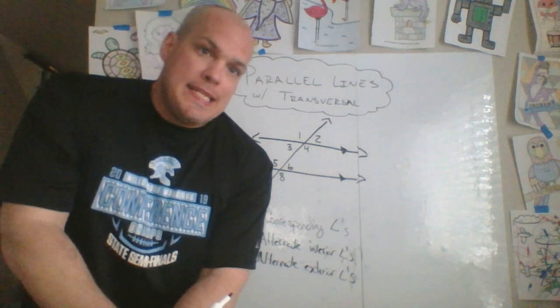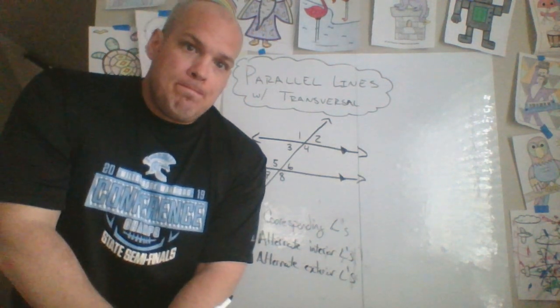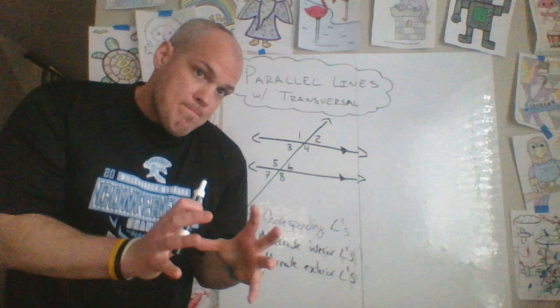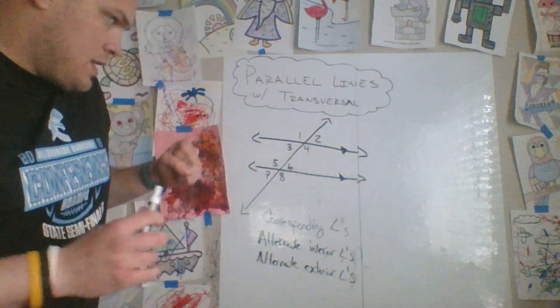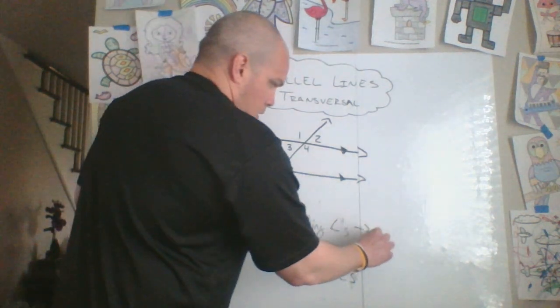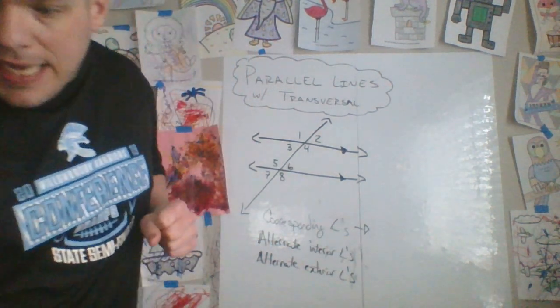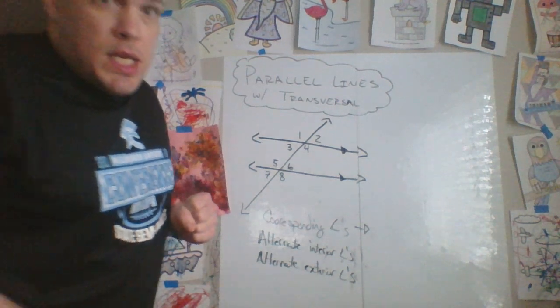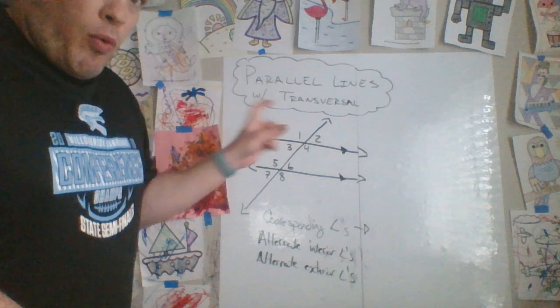They alternate sides in their interior or exterior. Corresponding is an angle that is in the same exact place in the angle grouping, but in the other angle grouping. Okay, so let's talk about that. Corresponding. What are corresponding angles? Corresponding angles are in the same exact spot. Sorry about that. Corresponding angles are in the same exact spot, but in both angle groups.